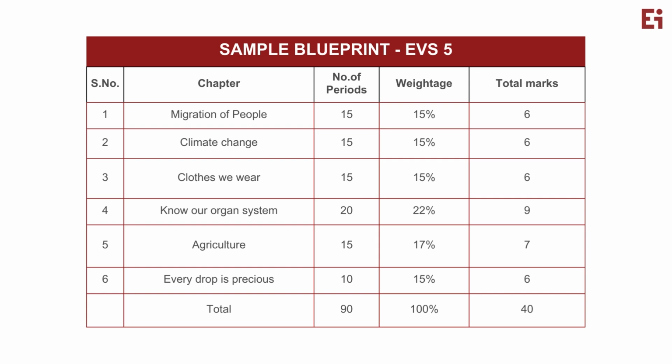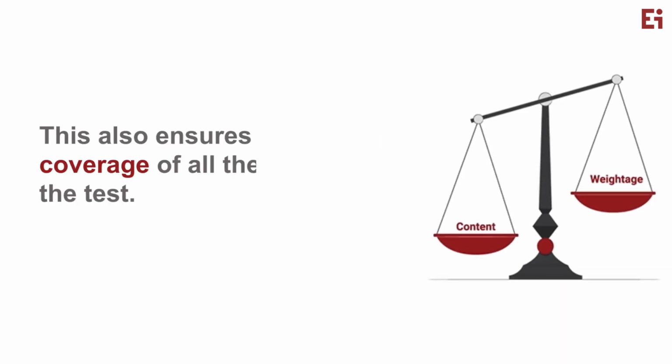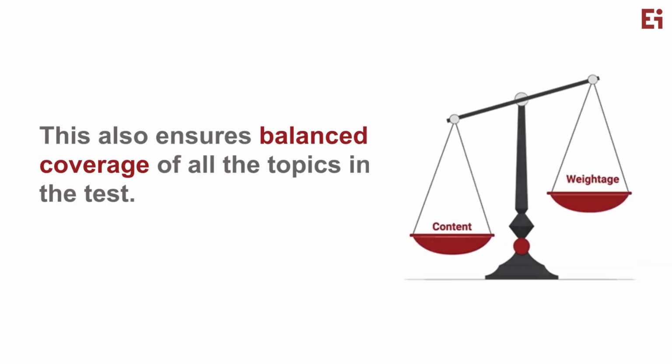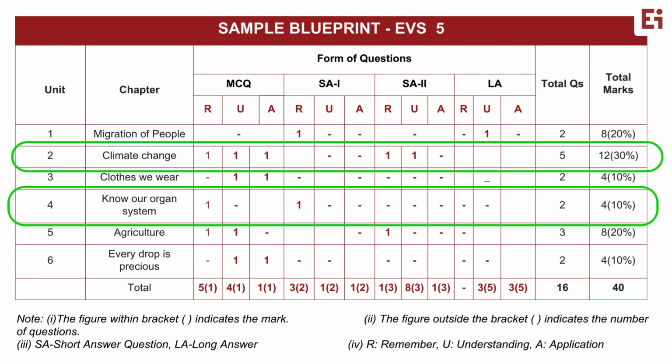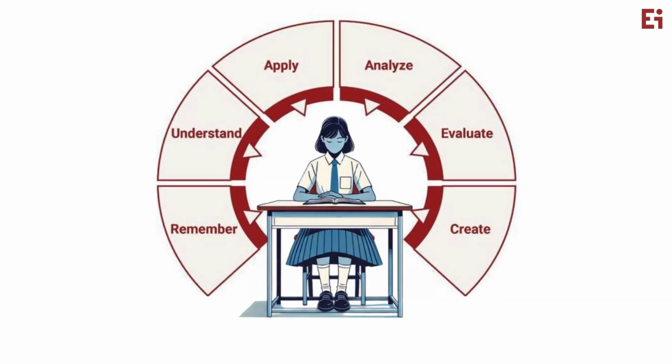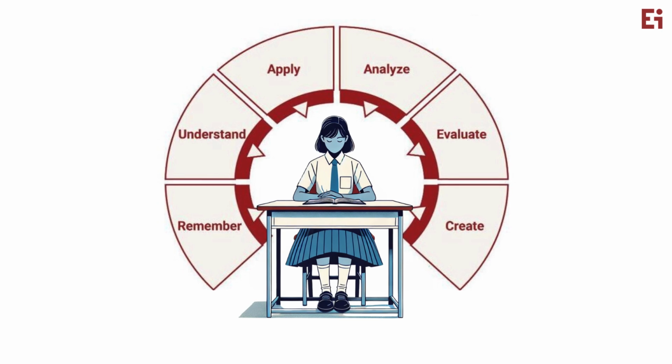For the EVS test to be valid, the number of periods allotted for teaching should be proportionate to the marks and weightage allotted to the topics and subtopics. This will also help students determine the focus learning areas. This also ensures balanced coverage of all the topics in the test. When an assessment tests too little or too much of a specific topic, we will end up with a paper that is unbalanced. Likewise, a test blueprint also ensures balanced coverage of cognitive skills too.